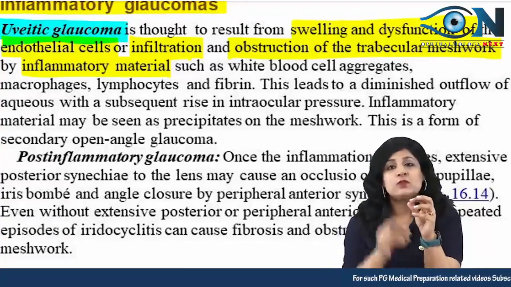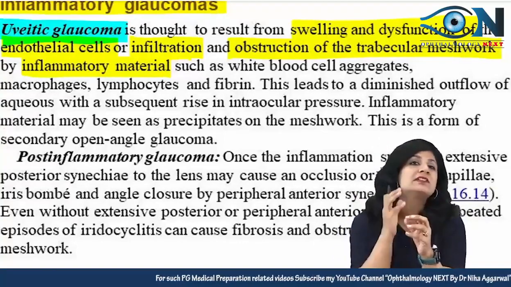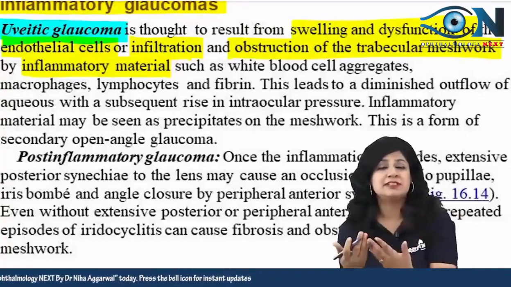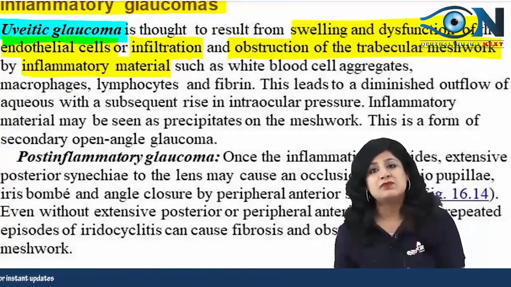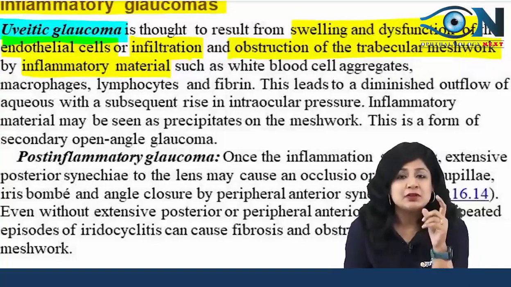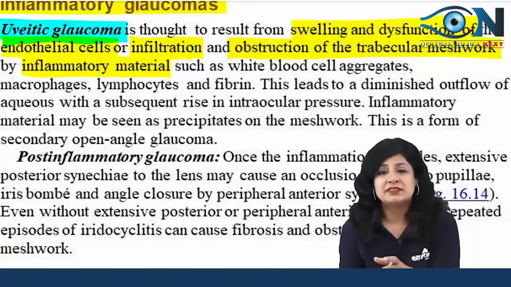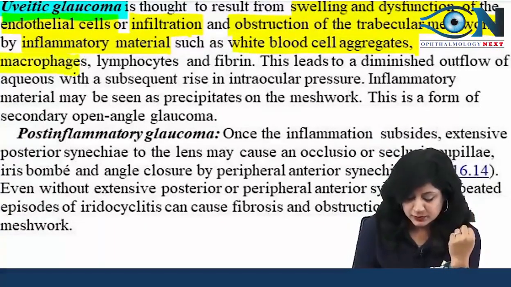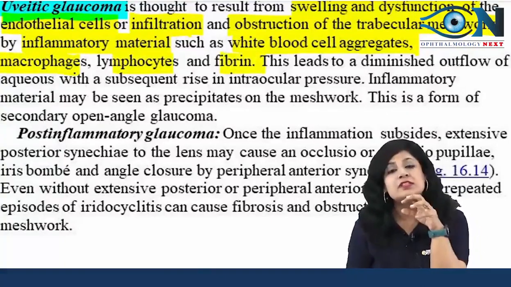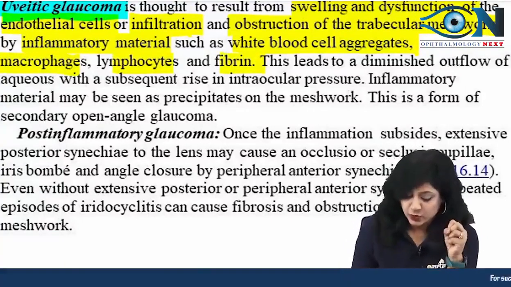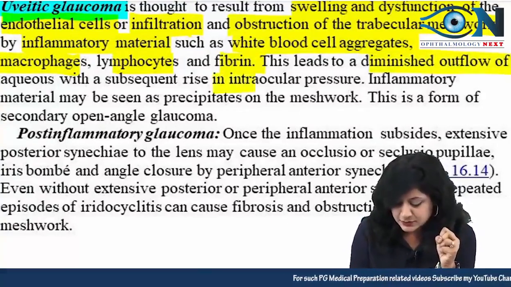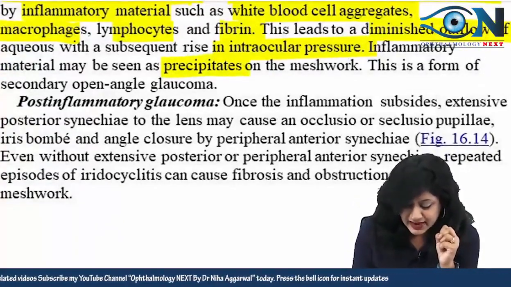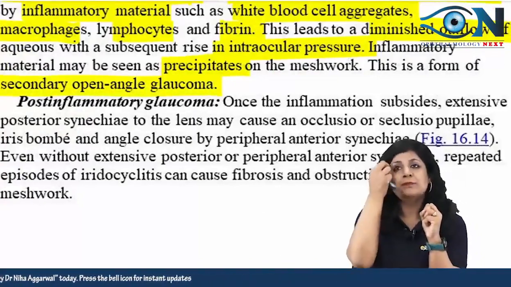So, it is just that which cells are blocking the trabecular meshwork, you can say which type of secondary open angle glaucoma it is. Like if it is by the inflammatory cells, it is inflammatory glaucoma. If it is by pigmentary cells, it is pigmentary glaucoma. So when I am having the obstruction of the trabecular meshwork by the inflammatory cells, it is called inflammatory glaucoma. It could be white cell aggregates, macrophages, lymphocytes, or fibrin, and all this will lead to the decrease in the aqueous outflow. It will lead to the diminished outflow, and subsequently there will be an increase in the intraocular pressure. Now, inflammatory material will be seen as precipitates, and this will be called a secondary open angle glaucoma.